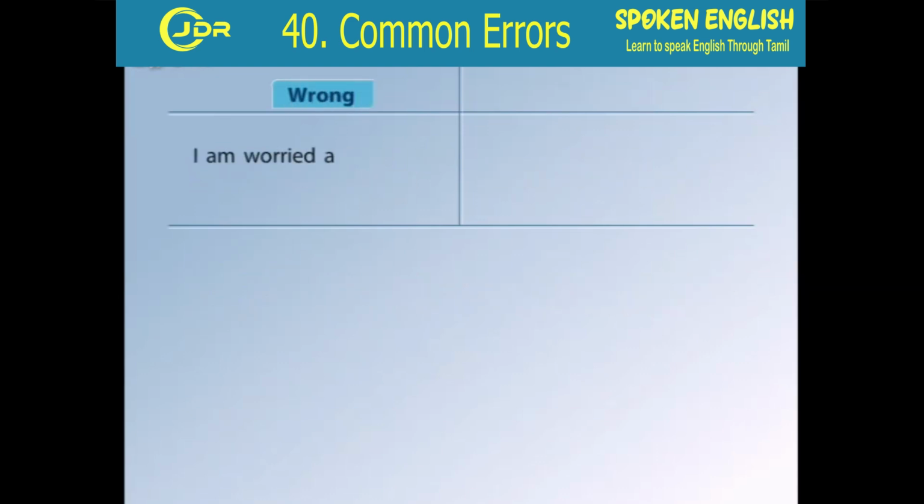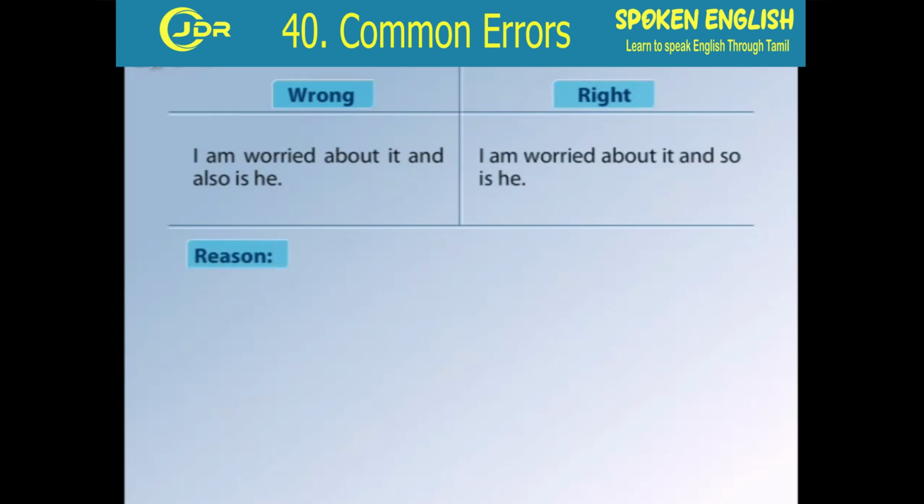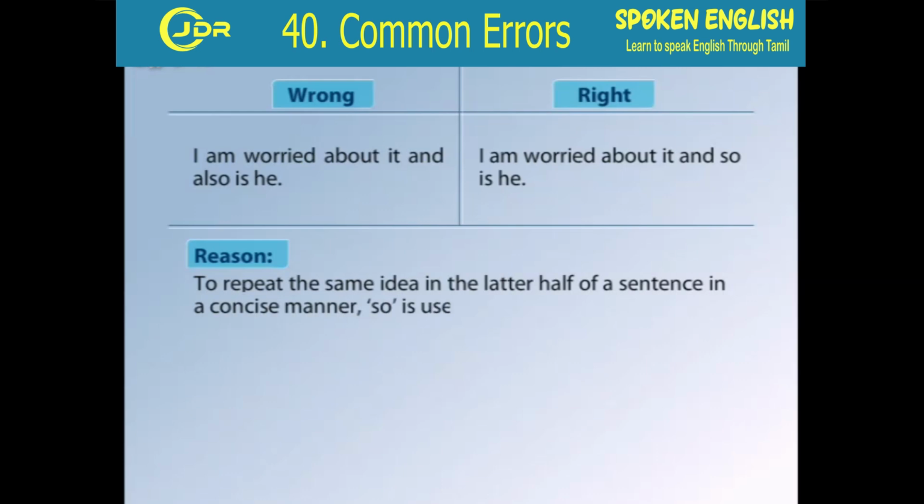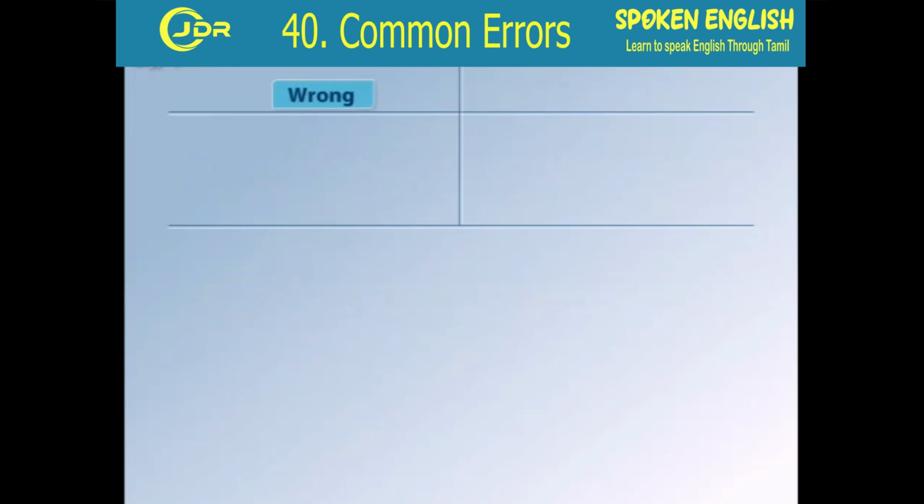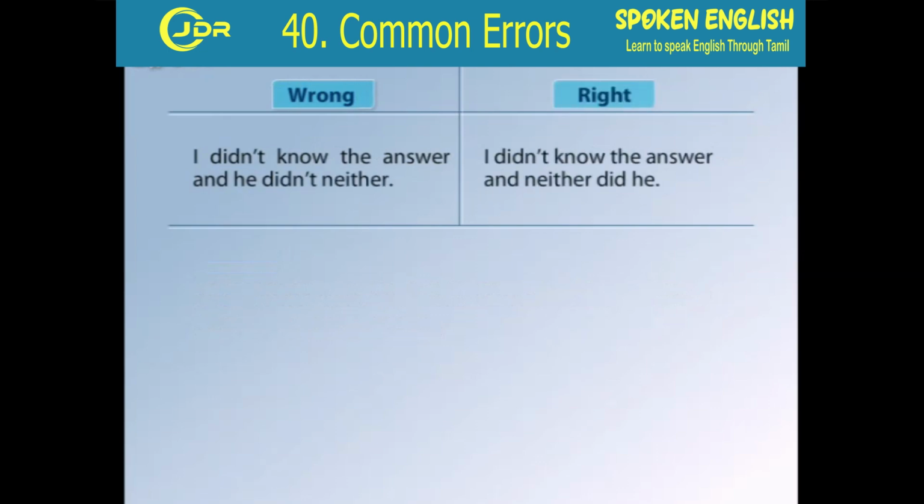Wrong: I am worried about it and also is he. Right: I am worried about it and so is he. Reason: to repeat the same idea in the latter half of a sentence in a concise manner, "so" is used and not "also". I am worried about it. He is also worried. Wrong: I didn't know that the answer and he didn't neither. Right: I didn't know the answer and neither did he. Reason: neither itself is negative, so there is no need for didn't.